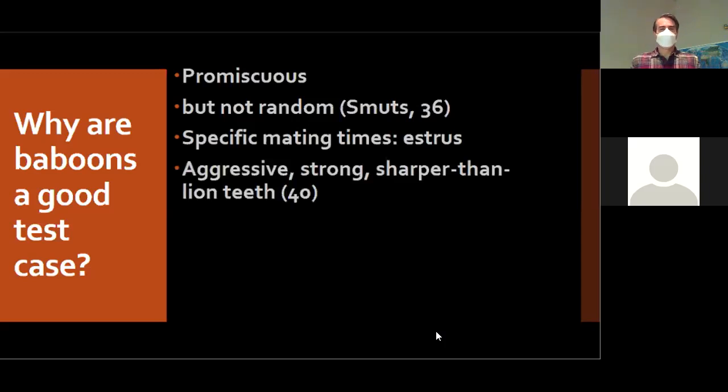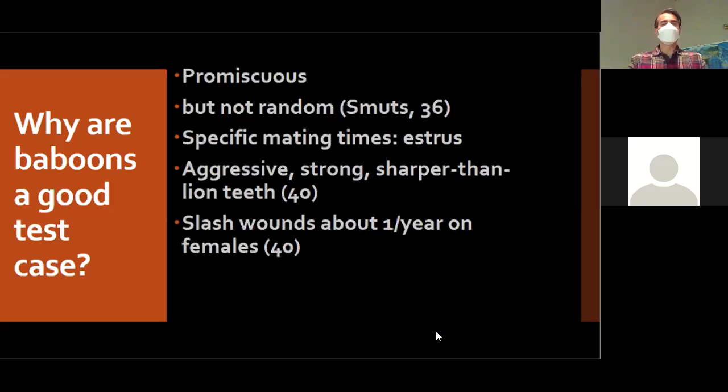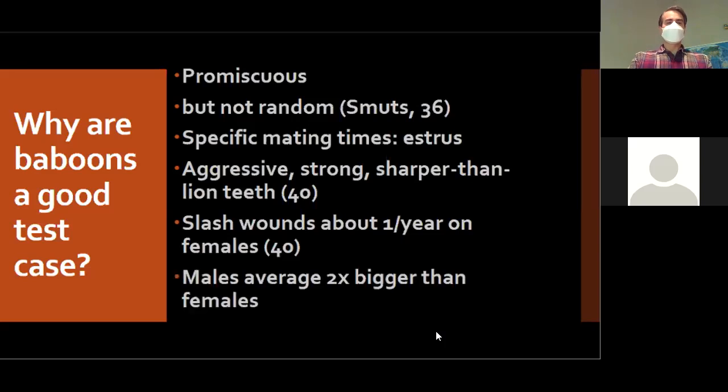The males are extremely aggressive. They're very strong. And as Barbara Smuts says, they have teeth that are sharper than lions. So again, not just like us. They're quite different, and they're not afraid to use those teeth. She estimates that a female would come in with a slash wound about once a year on average. So this is something that is a regular occurrence in baboon society.